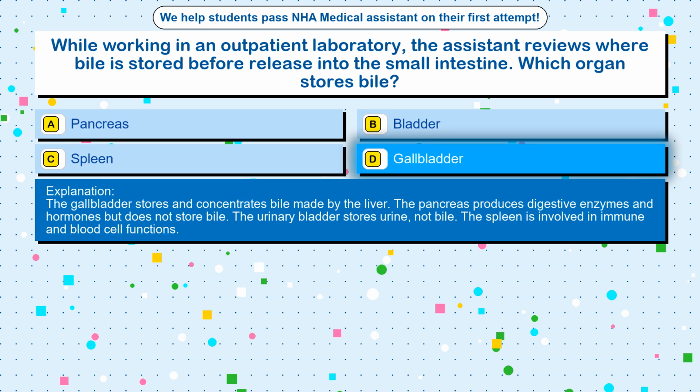The gallbladder stores and concentrates bile made by the liver. The pancreas produces digestive enzymes and hormones but does not store bile. The urinary bladder stores urine, not bile. The spleen is involved in immune and blood cell functions.